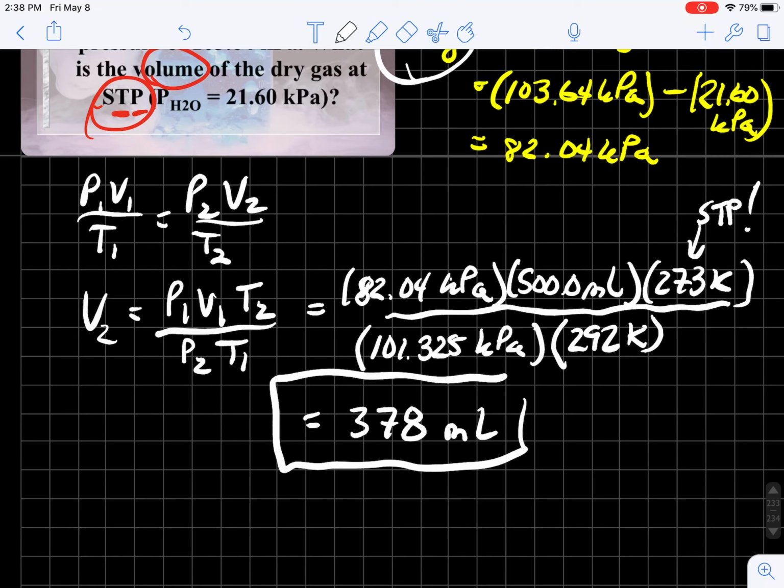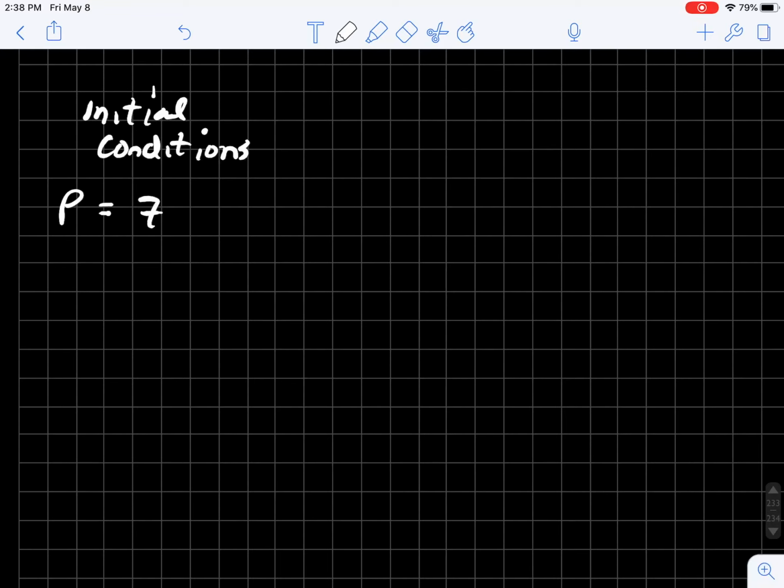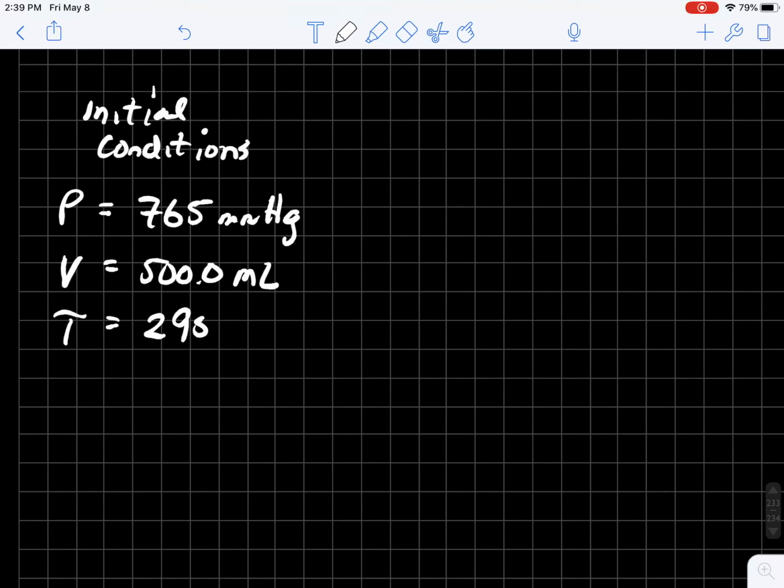Okay. Last problem, I'm just going to craft off the top of my head. It's an initial final state problem. So suppose I gave you this data and I said that we are starting with a sample, and let's say the initial conditions is we have a pressure of 765 millimeters of mercury. We have a container volume of 500 milliliters. And we have a temperature of 295 Kelvin.